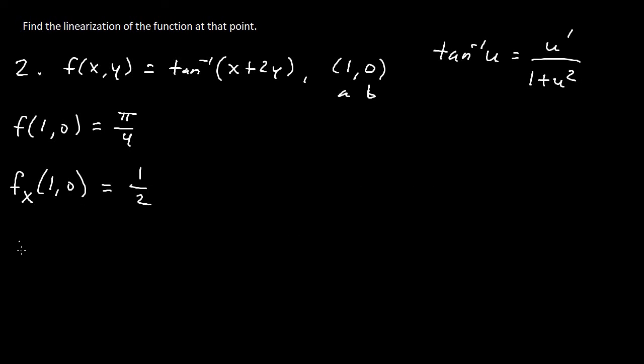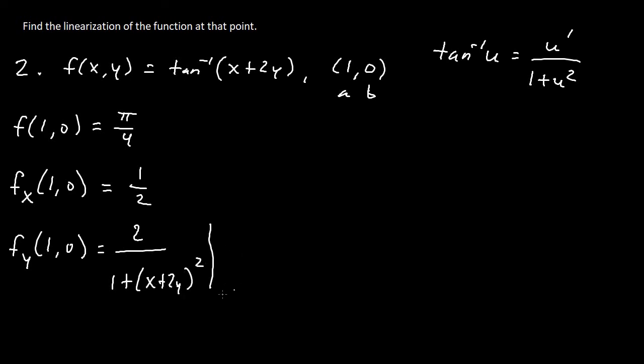So now let's find f sub y, evaluated at 1, 0. So same process here, we're still going to take the derivative of arctangent and use a similar formula, but now we're deriving with respect to y, so y is the variable, x is the constant. So u prime in this case, derivative of x is 0, derivative of 2y is 2, so 2 over 1 plus u squared, so that inside function x plus 2y, the entire thing squared. So if we evaluate at 1, 0, we'll get 2 over 1 plus 1 squared, which is 1, so 2 over 2, which will give us 1.